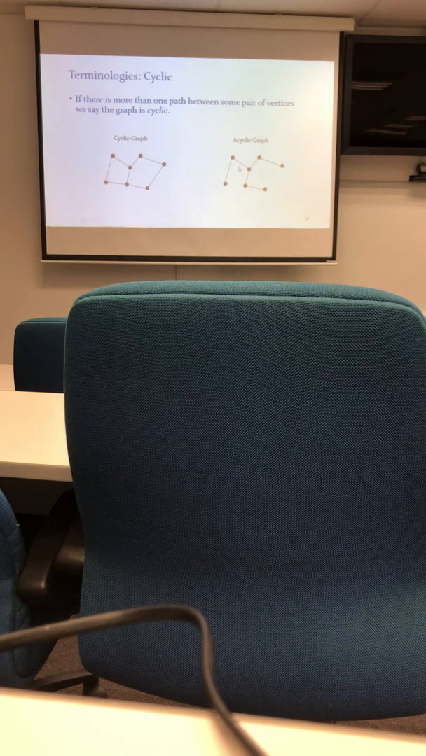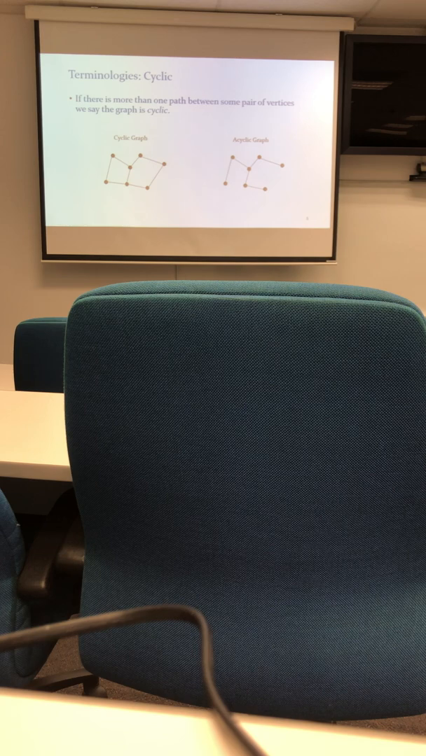For an acyclic graph, there is no more. For any two vertices, at most there's only one path connecting them. Let's say for these two vertices, there's only one path connecting them. You cannot find another path connecting them. There's no multiple path connecting these two vertices. So this is an acyclic graph.